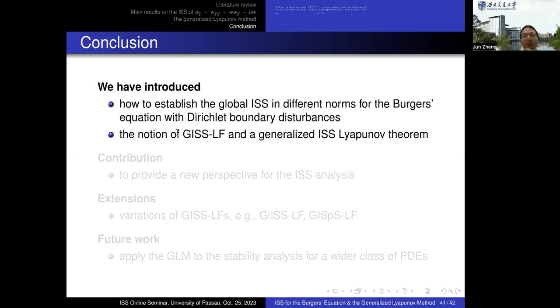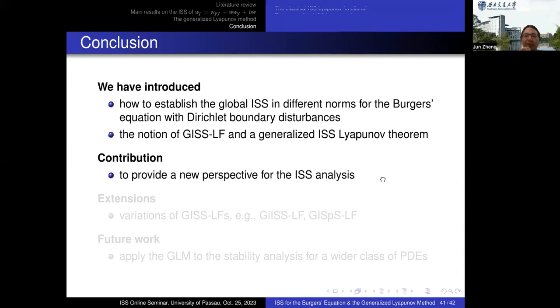We have also introduced a new notion called the generalized ISS Lyapunov functional and presented a generalized ISS Lyapunov theorem. We have also provided an example to show what the generalized ISS Lyapunov functional is for the parabolic PDE defined over a higher dimensional domain. The main contribution of this work is to provide a new perspective for the stability analysis, in particular for the ISS analysis for PDEs with Dirichlet boundary disturbances.